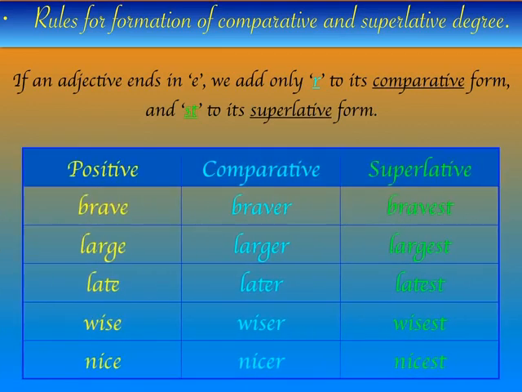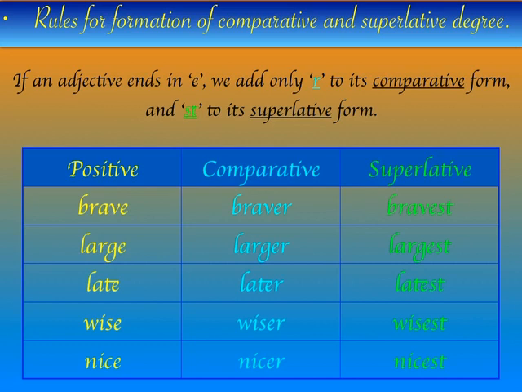Let's see the examples. The first word is brave and it has E at the end of the word. So we are just going to add R to make a comparative form of degree, that is braver. So the spelling of braver would be B-R-A-V-E-R. We are not going to add ER because if we add ER, the spelling would be B-R-A-V-E-E-R, and that is wrong. And the superlative degree of word brave is bravest, and here we would be adding only ST at the end of the word.